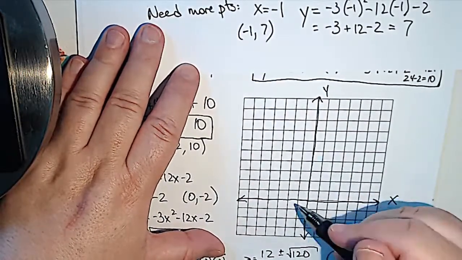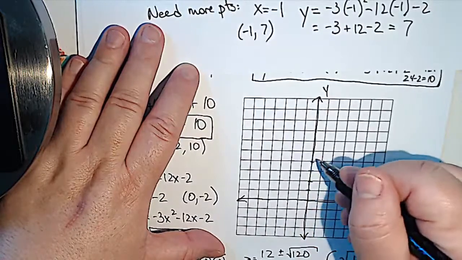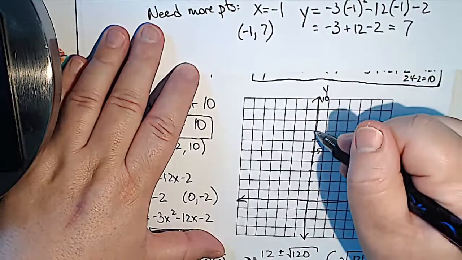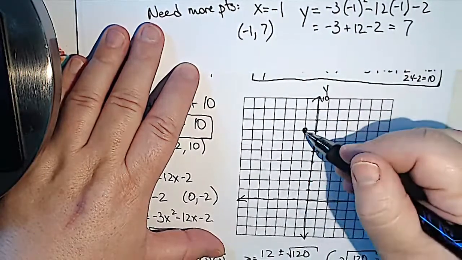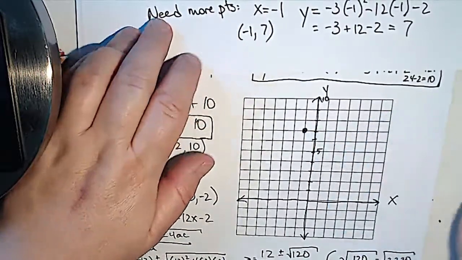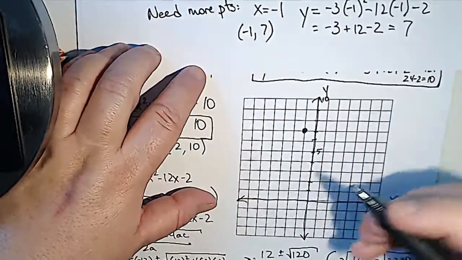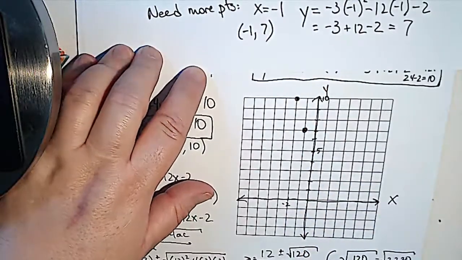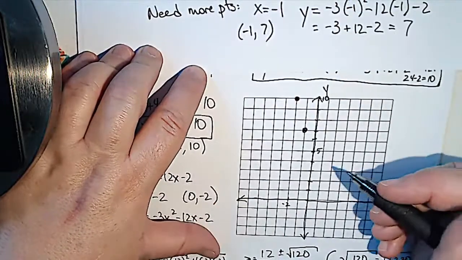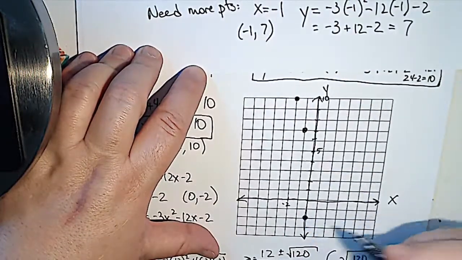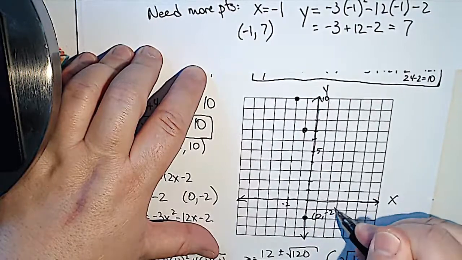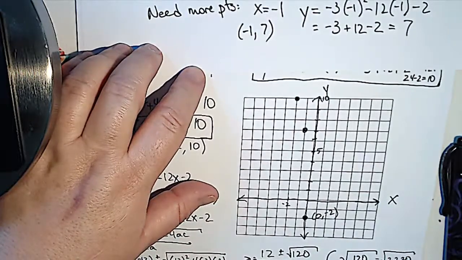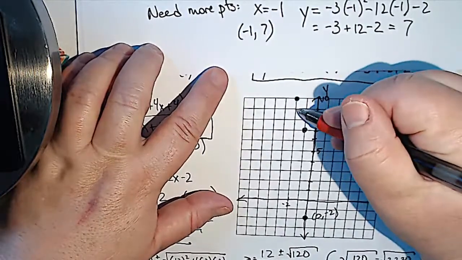I've got a point (-1, 7). So 2, 3, 4, 5, 6, 7, 8, 9, there's 10. So 7 is right here. That's (-1, 7), the extra point that we graphed. There's a vertex at (-2, 10). Okay. I've got an intercept at (0, -2). That's my intercept. And this is my vertex.